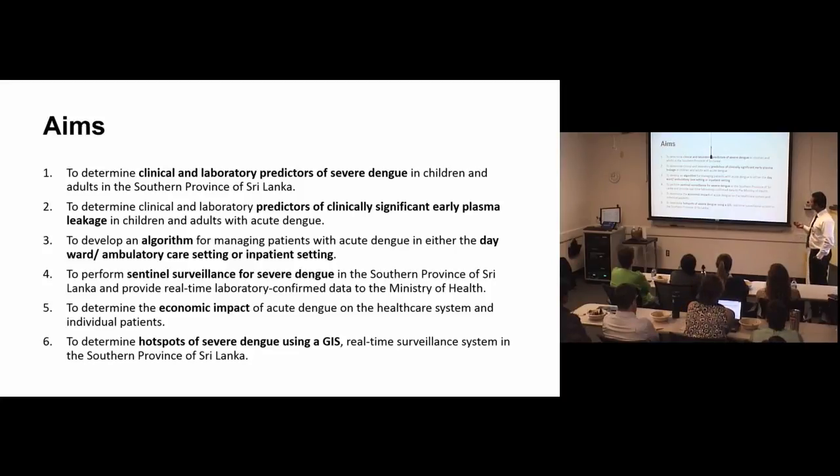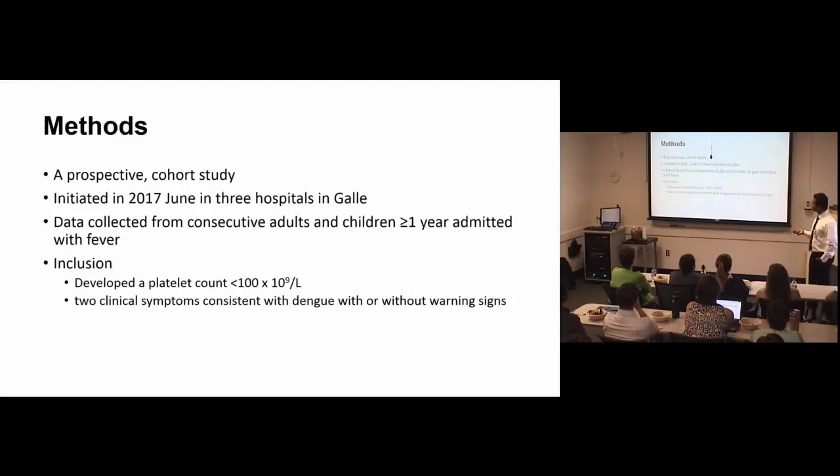And maybe we can formulate an algorithm to categorize triage patients who need ambulatory care or in-ward care. There could also be sentinel surveillance, and we are going to assess the economic impact. We are again going to use GIS and see whether the hotspot patterns are different from the last study that we have done. So the method is a prospective cohort study.